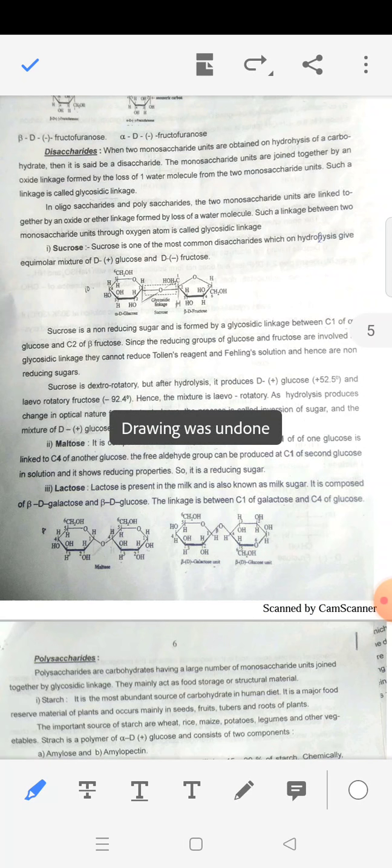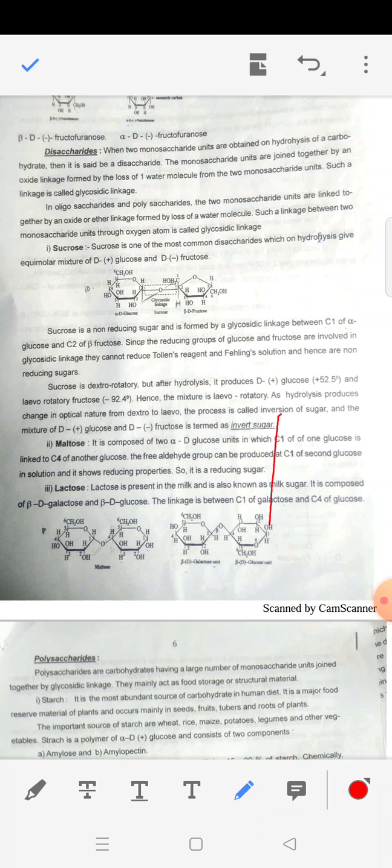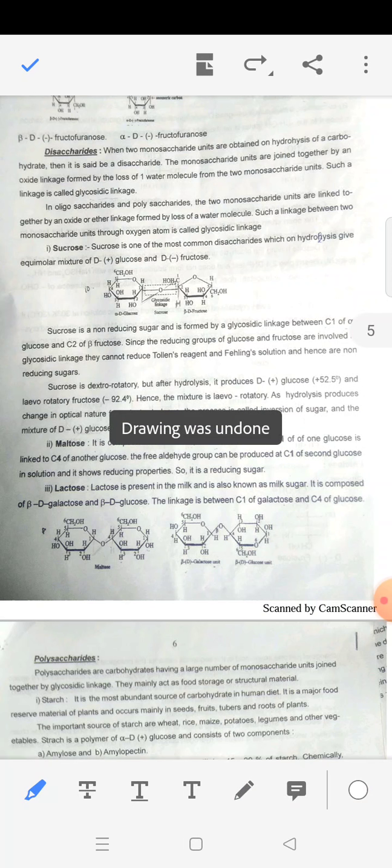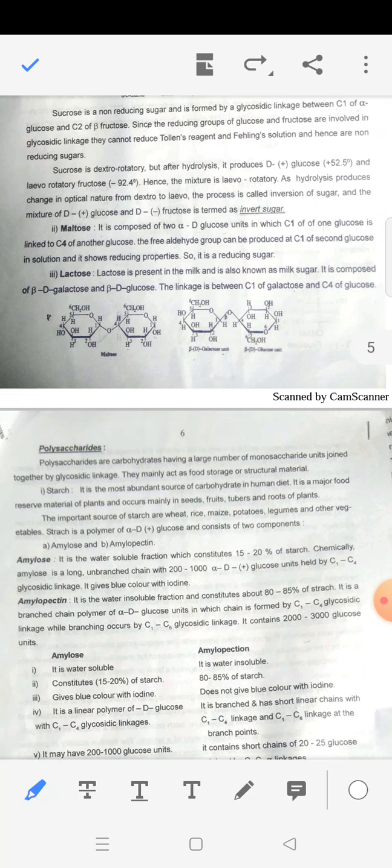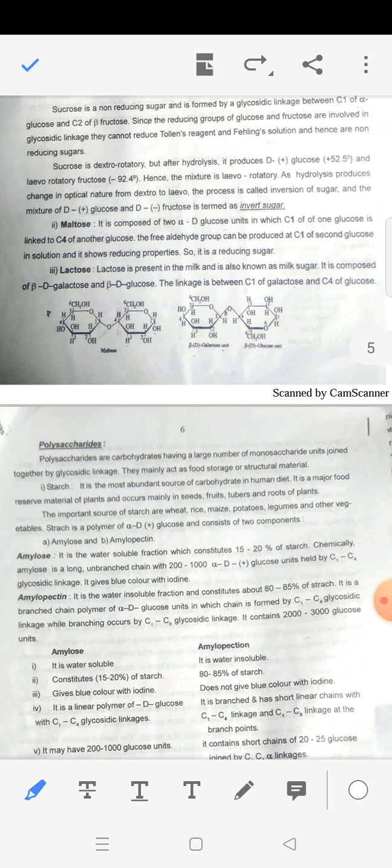Then we move to the next disaccharide, that is maltose. Now maltose you must have heard. Earlier we used to get a health drink by the name Maltova. Maltova contains maltose sugar. Maltose is actually a disaccharide of glucose only. If you hydrolyze maltose, you will get two molecules of glucose. So it is composed of two alpha D-glucose units.